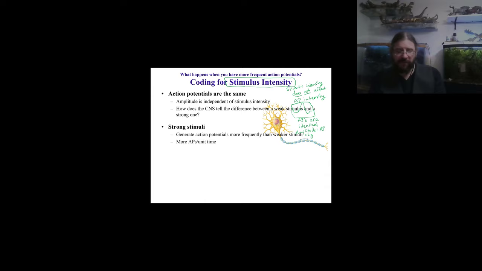In other words, instead of a boot to the head or a brush on the cheek, let's talk about pressure on my nose. If I put my finger gently against my nose, light touch, let's just go conceptual, and we'll say, absolutely incorrectly, this gives me 50 action potentials per second. That's a very light touch. And then I push. Oh, that's a much stronger, more intense feeling. So that might be, I don't know, 200 action potentials per second. Now I'm getting a lot more action potentials per second for the strong intensity versus the light intensity.